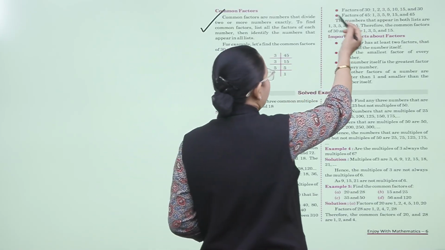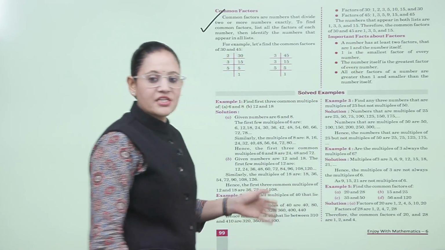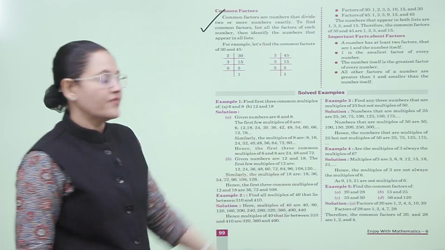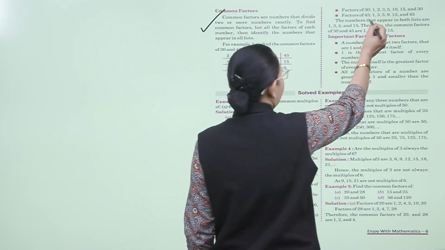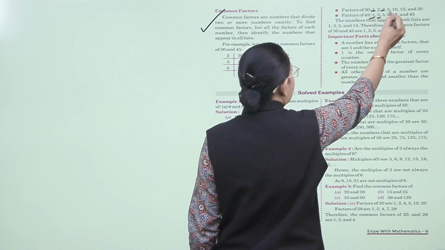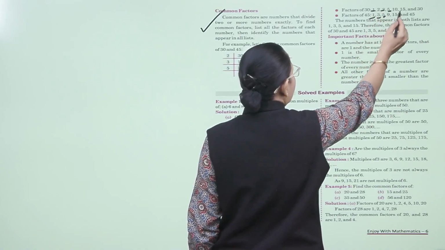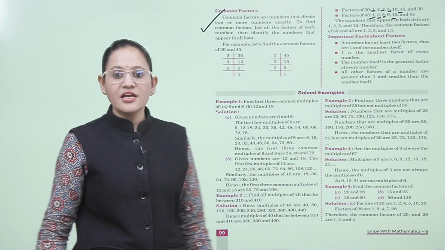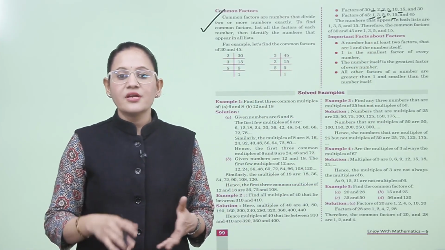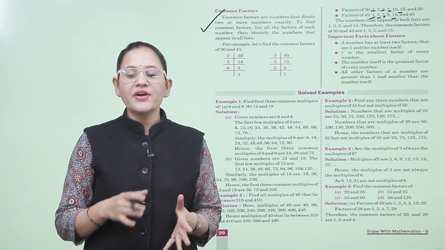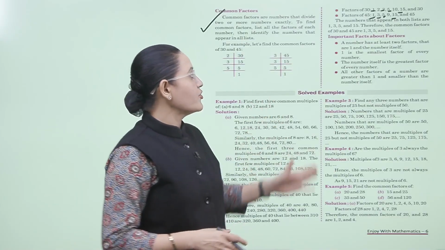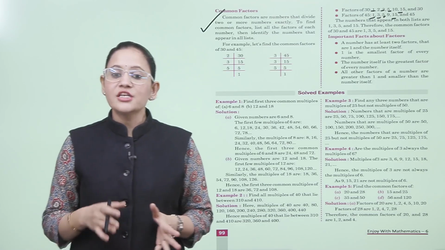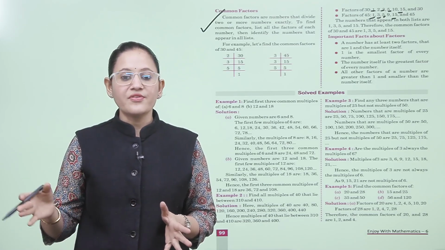So first we'll write all the factors of 30 and all the factors of 45. Now we'll see what are the common factors. 1, 3, 5, 15. These are the common factors. Clear? Therefore, the common factors of 30 and 45 are 1, 3, 5 and 15.